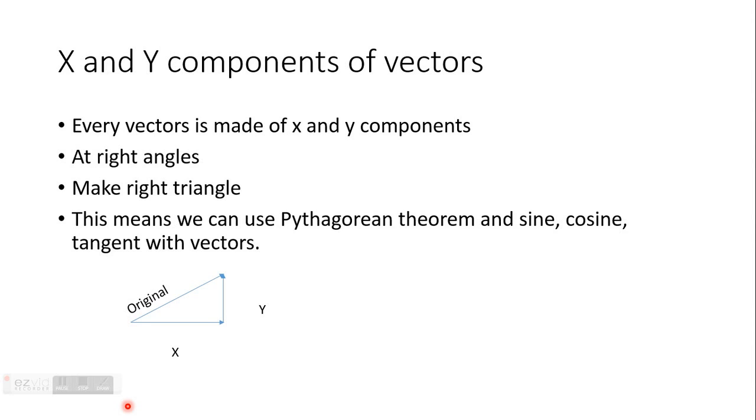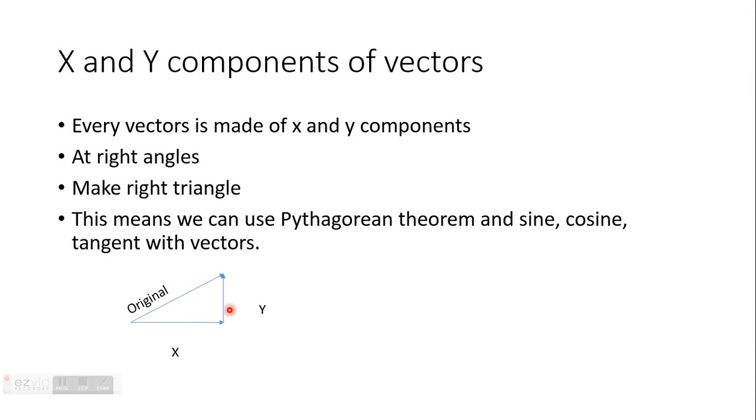So each vector is made of x and y components. They're at right angles and they make a right triangle. This means we can use the Pythagorean theorem and sine, cosine, and tangent with the vectors, as this little model shows the x and y components and the little origin. So the direction of the vector is usually going to be measured from right here, where the origin and x touch, right by where the laser pointer is.